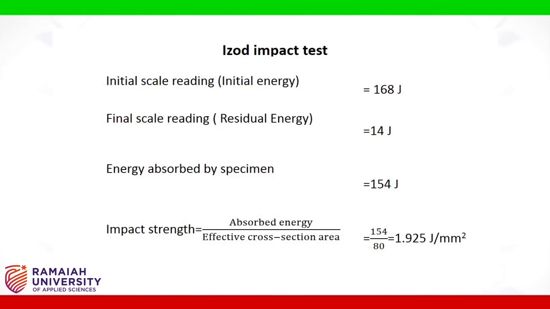Energy absorbed by specimen is equal to 154 joules. Impact strength is equal to absorbed energy by effective cross-sectional area, which is equal to 154 by 80, that is equal to 1.925 joules per mm square. Repeat the experiment for different materials to find its impact strength.